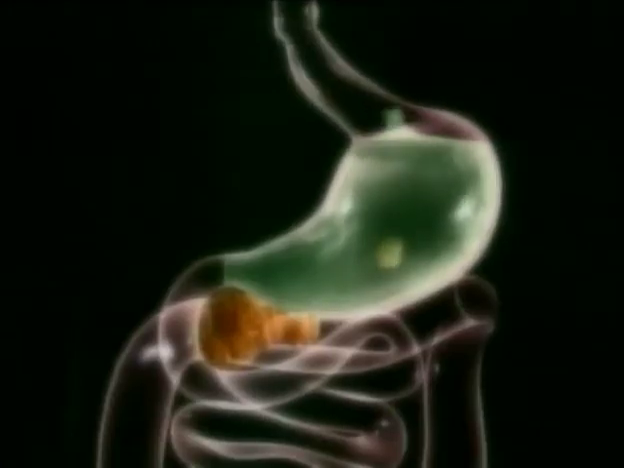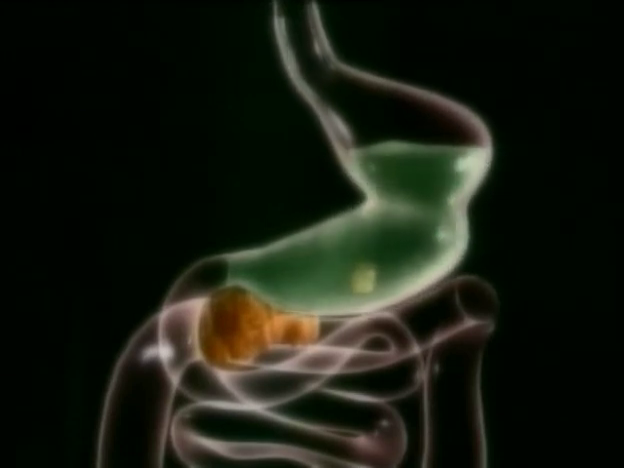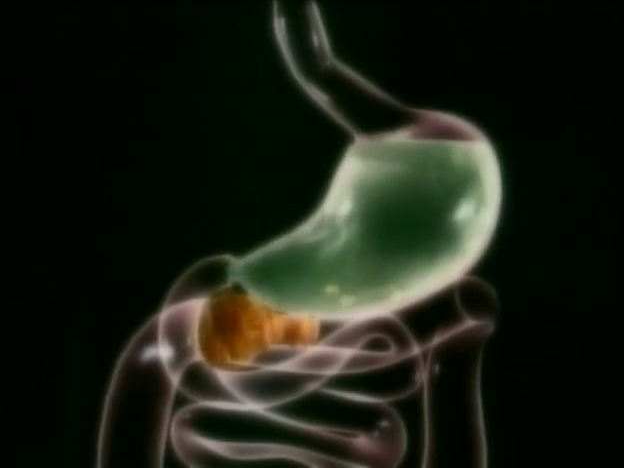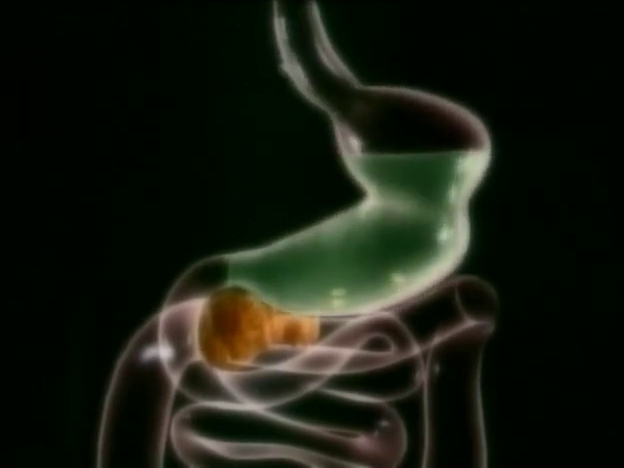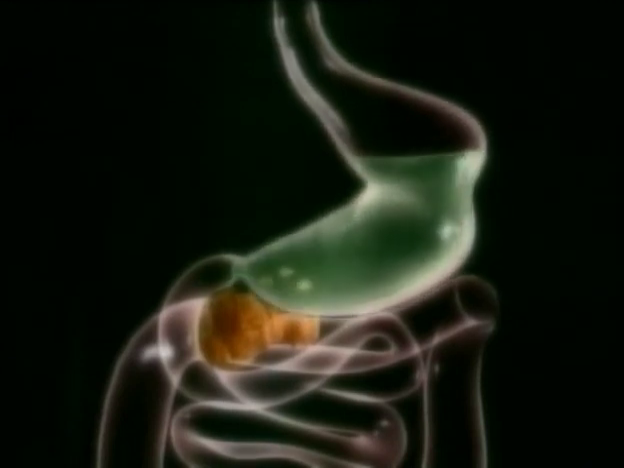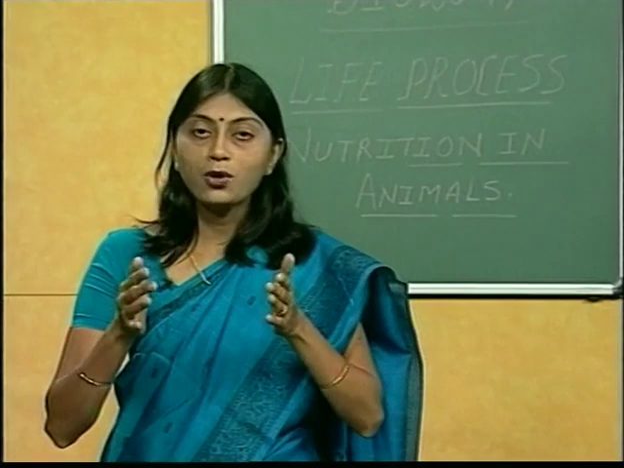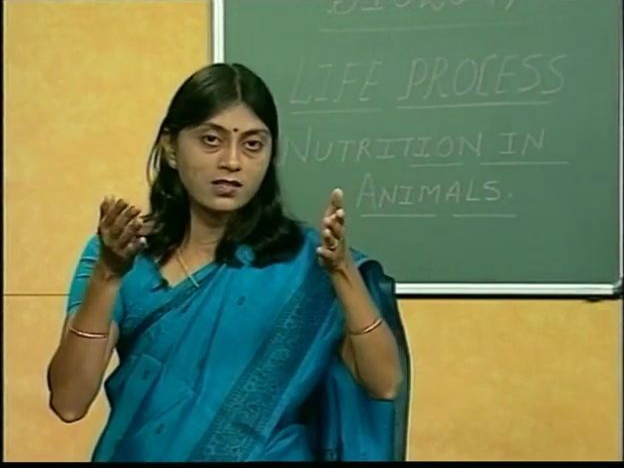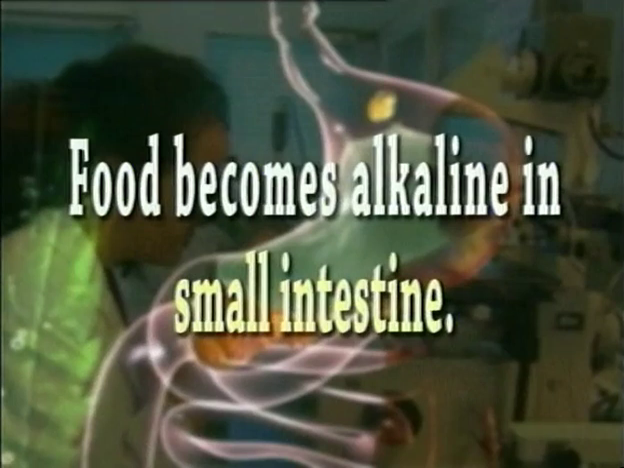Inside the stomach, food remains for 3 hours, and it is completely churned. Now, this food from the stomach enters the small intestine. You know, in the stomach hydrochloric acid is there, meaning the food is acidic, isn't it? Now, this food becomes alkaline in the small intestine. But how? That I will explain now.